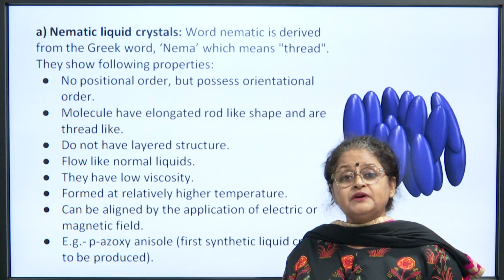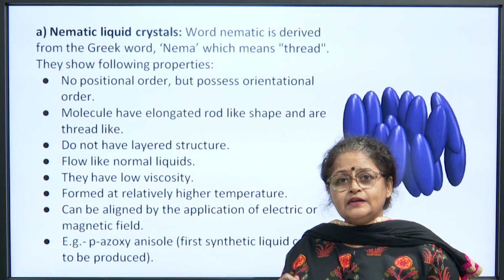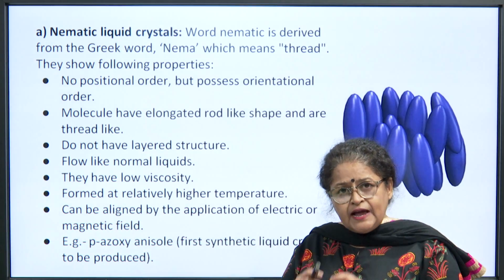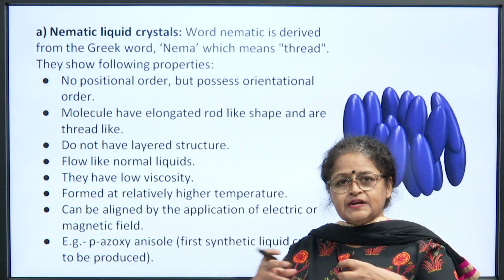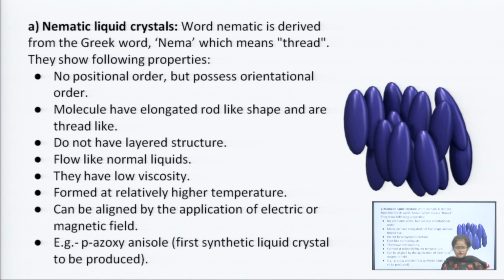Now, what is a nematic liquid crystal? It is a liquid crystal which has a shape quite consistent with a thread like, longitudinal form. Okay. So, what are nematic liquid crystals? The word nematic is actually a Greek word, derived from nema, which means thread. So, they appear thread like.